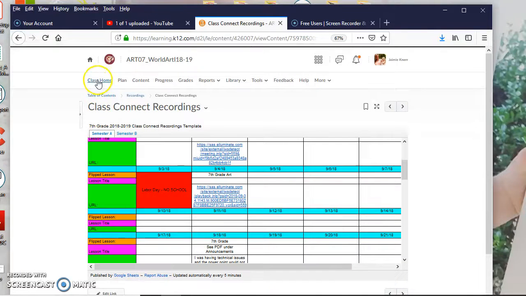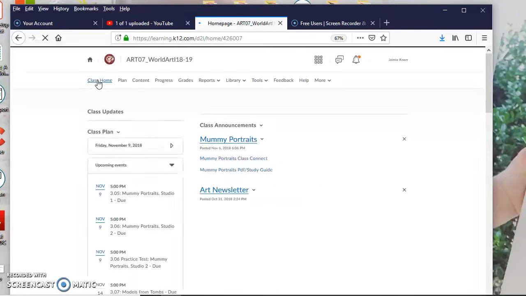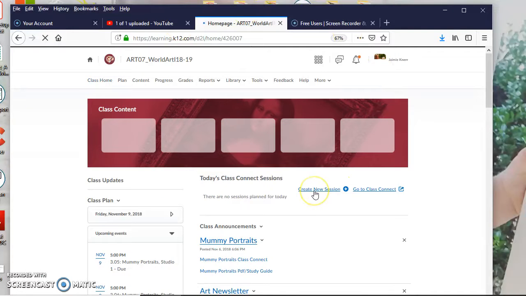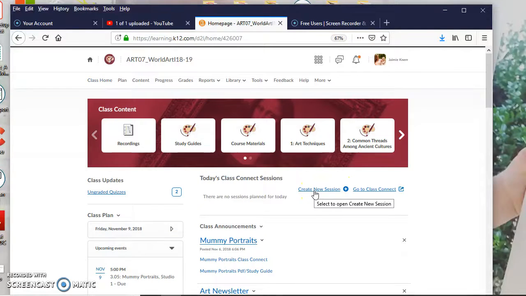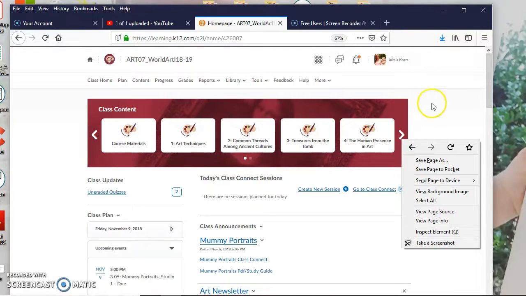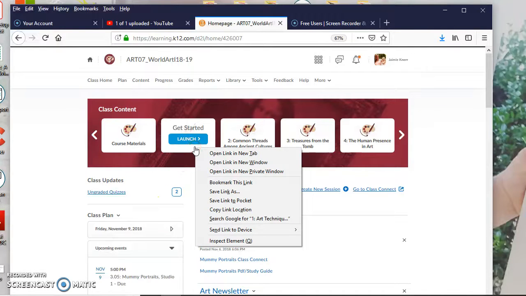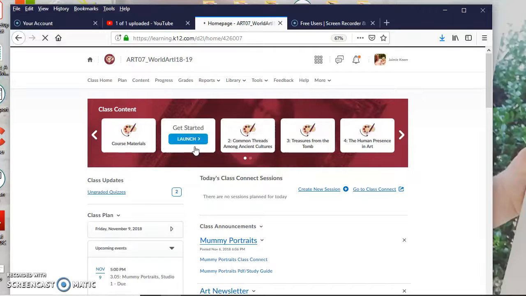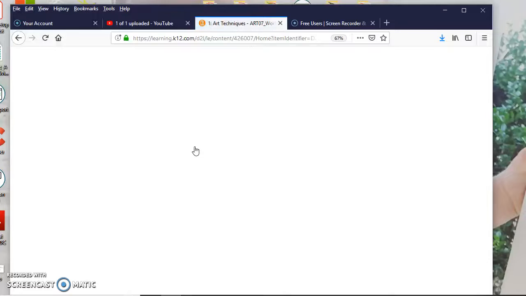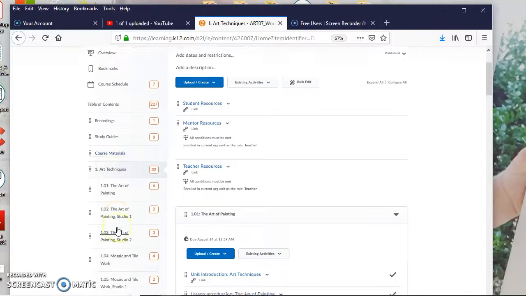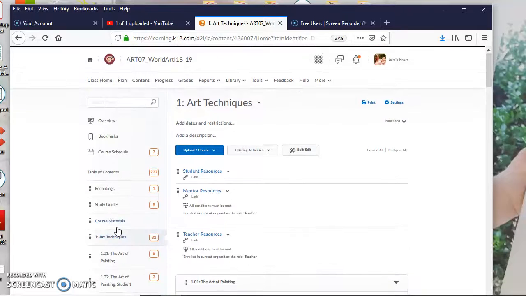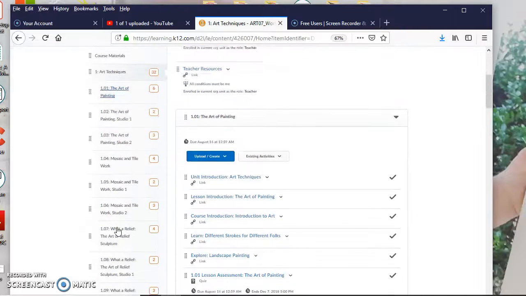All right. Class home. Now, I always get a lot of emails about where to find the lessons for Unit 1 and Unit 2. What you need to do is go into your class content and find Unit 1 art techniques. Say you need to redo something in Unit 1, you can go in there and find it that way. Because you can't go back into the plan section on the left and find it that way.